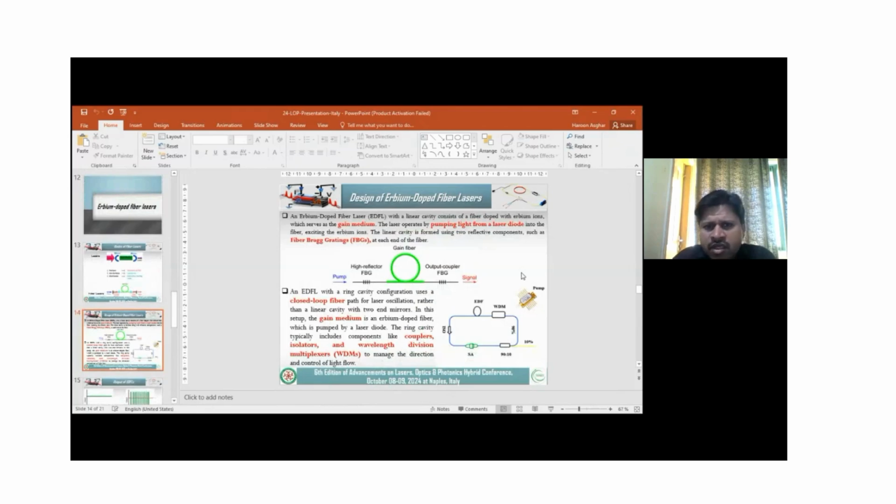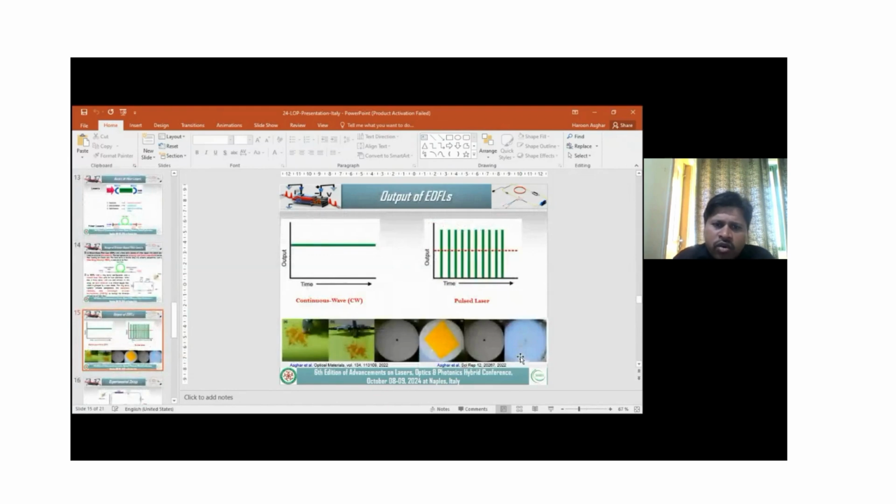So this is the basic design of an erbium doped fiber laser, in which this is the gain fiber. These are highly reflective fiber Bragg gratings and an output coupler, which act as mirrors, and this is the pump, which is a diode laser. Similar to this, this is a schematic diagram of an erbium doped fiber laser ring cavity. There are a few components like a wavelength division multiplexer, erbium doped fiber, isolator, and saturable absorber, and then it was divided into 90-10 parts.